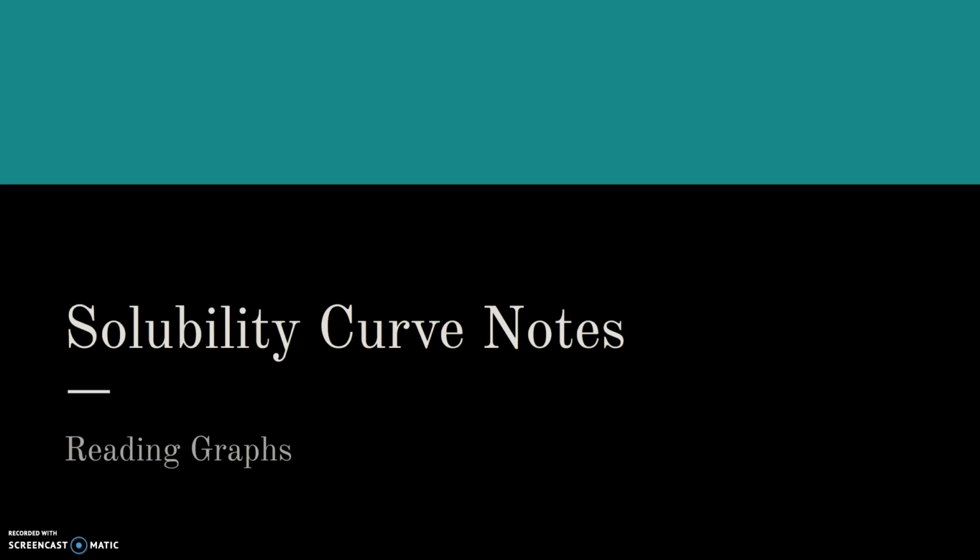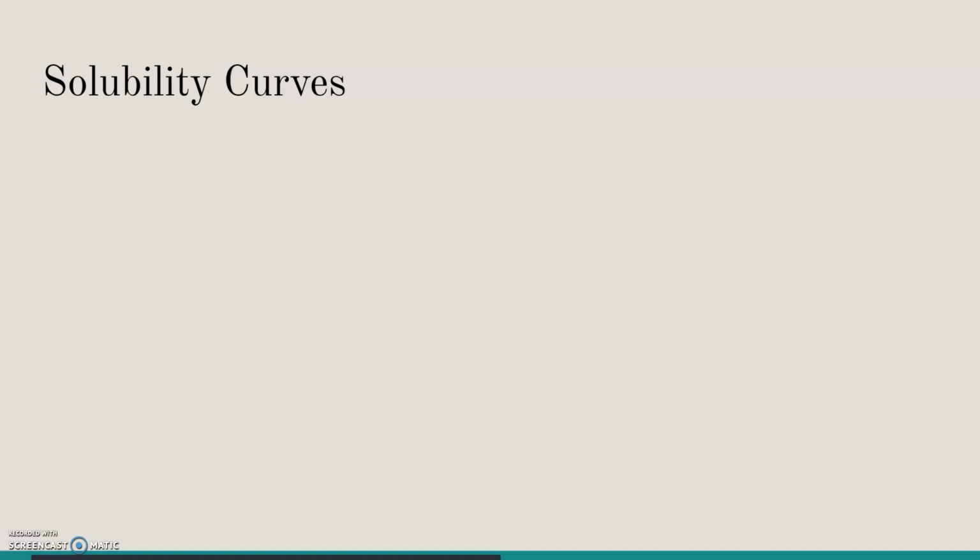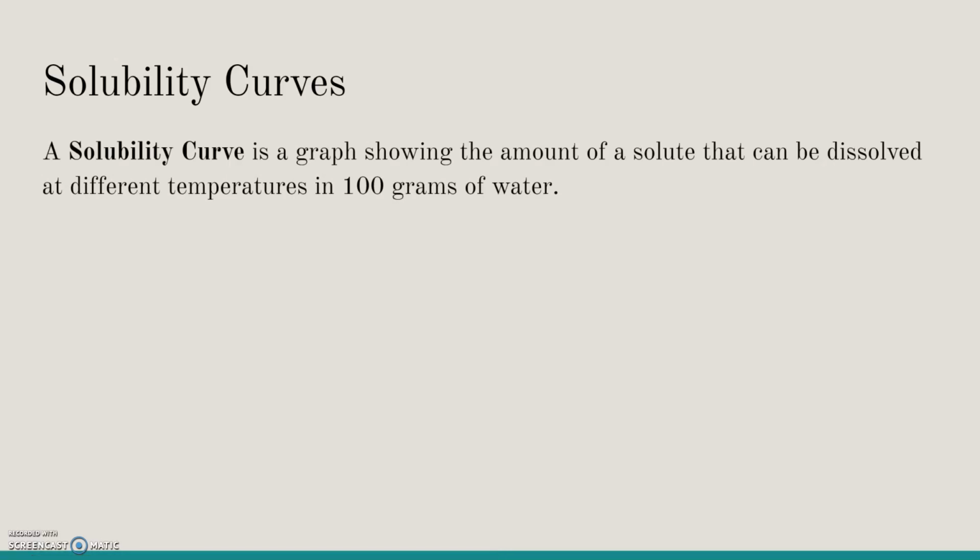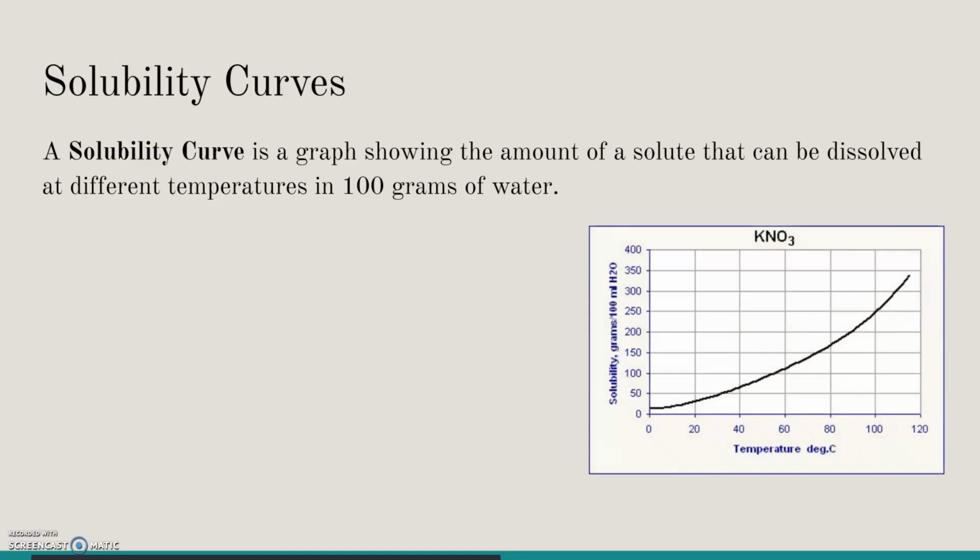Solubility curve notes. Reading graphs. Solubility curves. A solubility curve is a graph showing the amount of a solute that can be dissolved at different temperatures in 100 grams of water. This is an example.